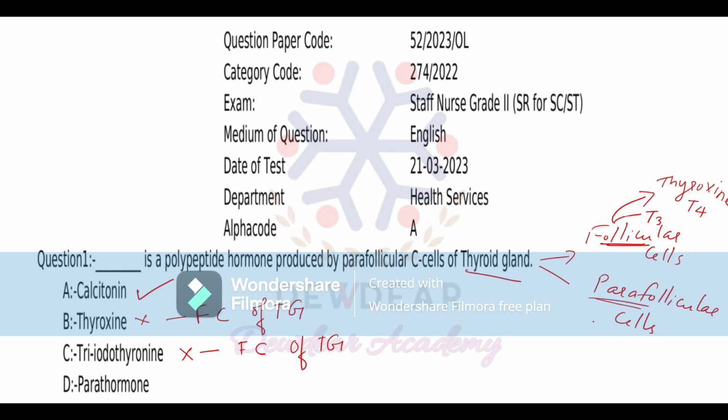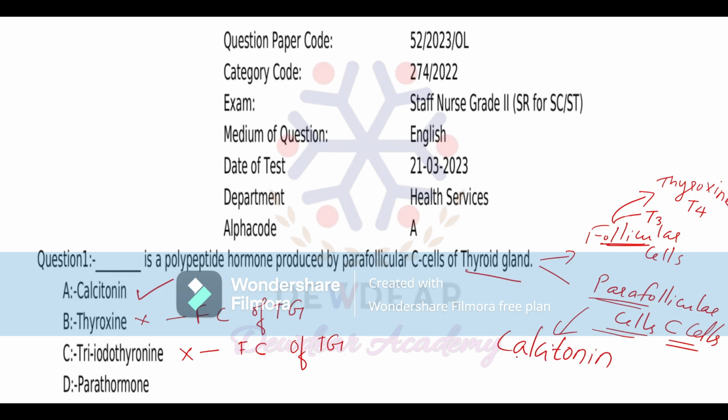So we will discuss the parafollicular cells or C cells. These cells are scattered between the follicles. Hence it got the name parafollicular. Okay. And parafollicular cells produce the hormone calcitonin.